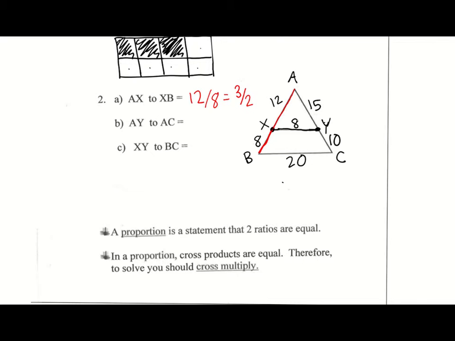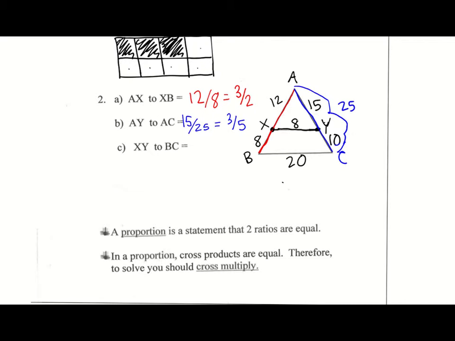Okay, so let's look at the next one, AY to AC. AY is right here. We have that is 15. And AC is my whole line here. Oops, that's a C, that's a 10. The whole line. So if this is 15 and this is 10, if I add those together, I'm going to get 25 for AC. So I have 15 over 25. Again, I can type this into my calculator to simplify. 15 divided by 25, hit math, enter, and you should get 3 over 5.